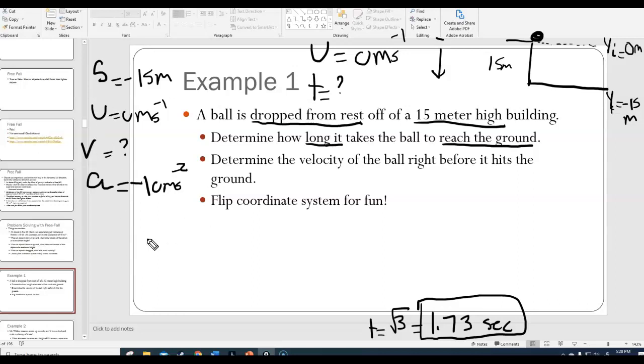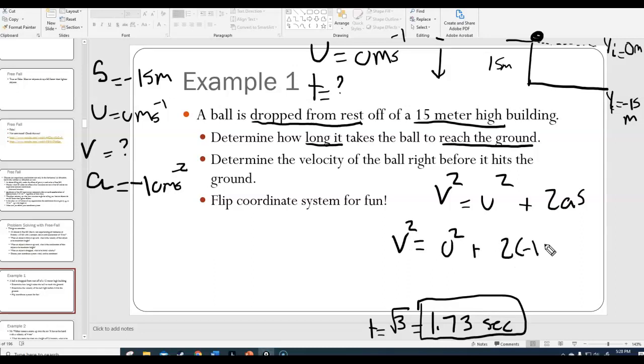So I want the equation that has those variables in it. I look at my list of equations. This is the one that you would be using. I get to plug in. This is 0 squared plus 2 times negative 10 times negative 15.